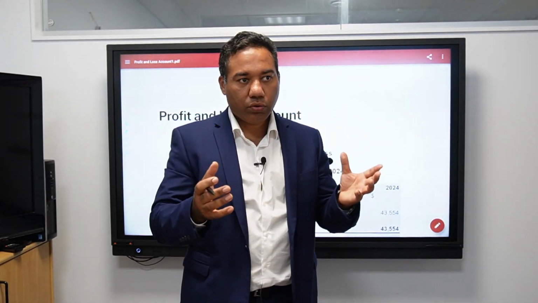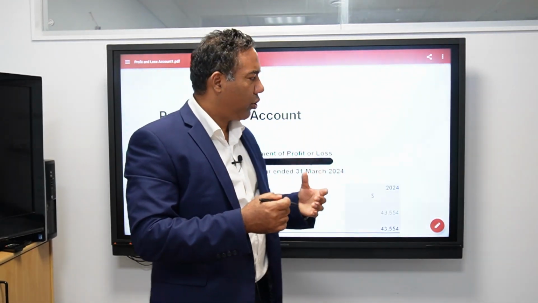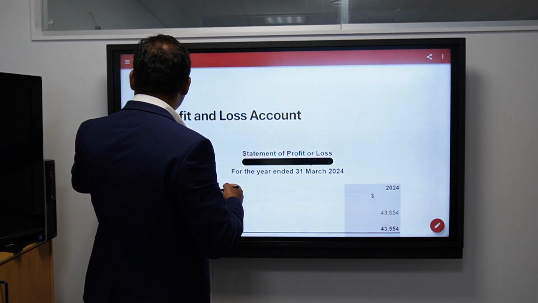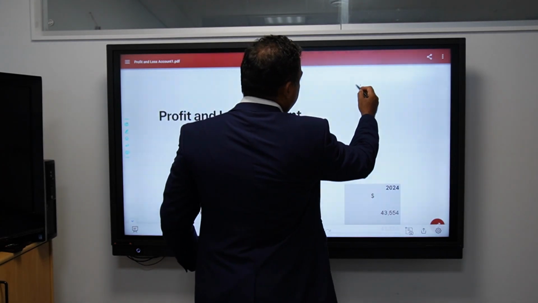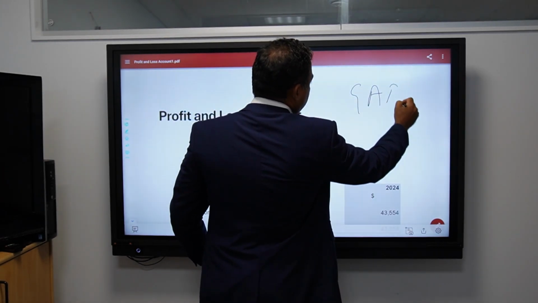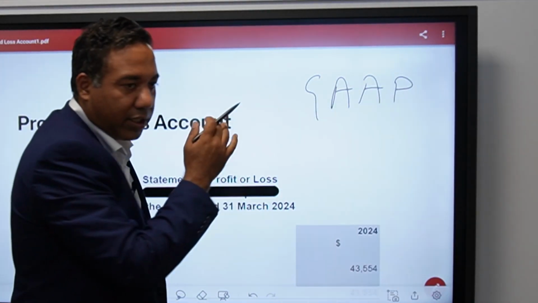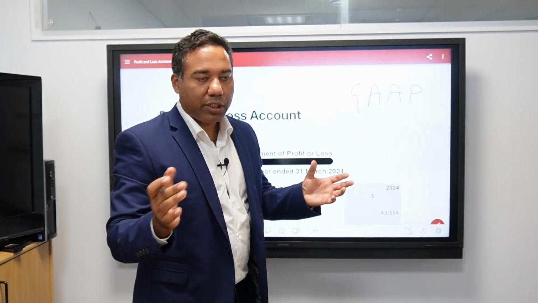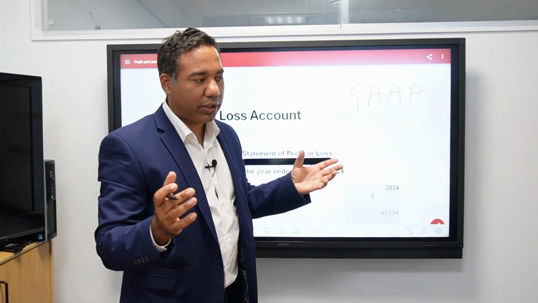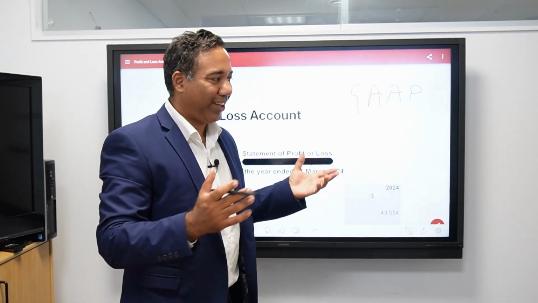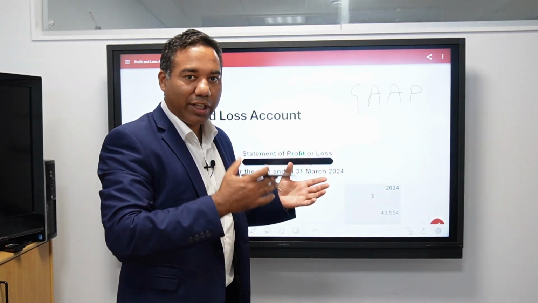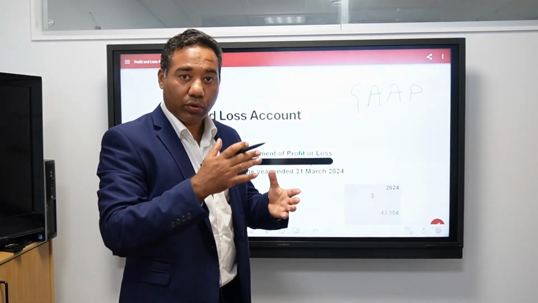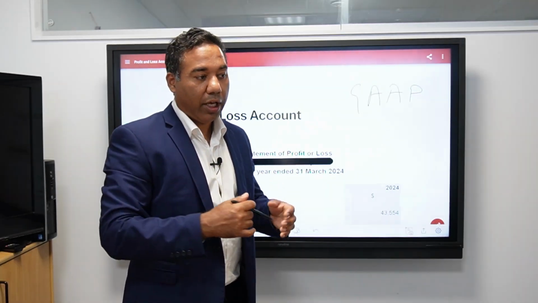Now putting it into the concept, we have something called GAAP, generally accepted accounting principles. If each country started making a different set of profit and loss account, then no one would understand what's being made. So this organization is telling everyone, hey, just follow the same concept.